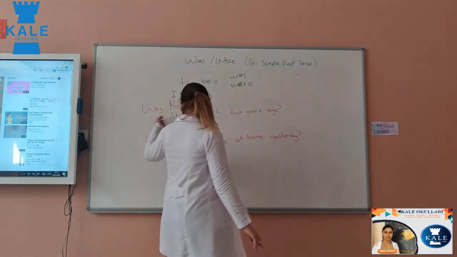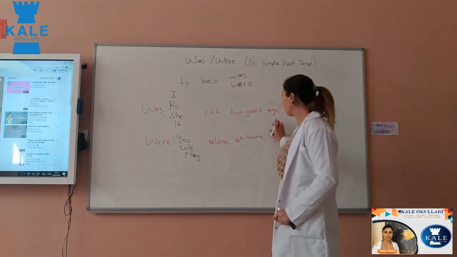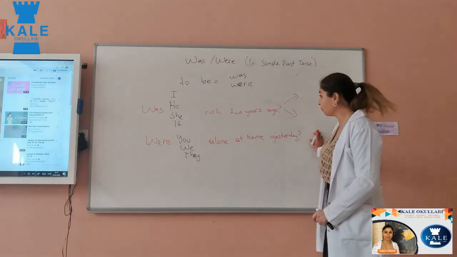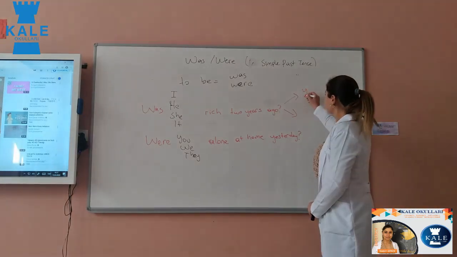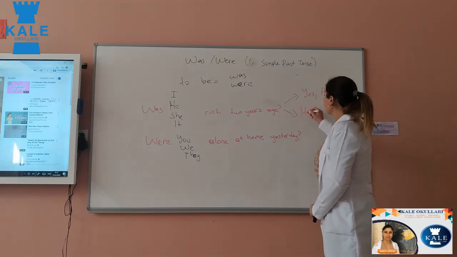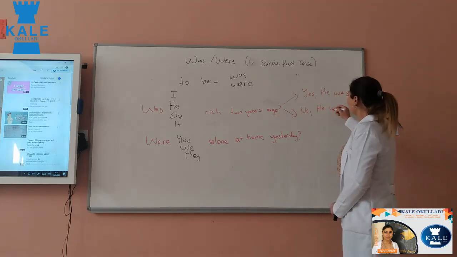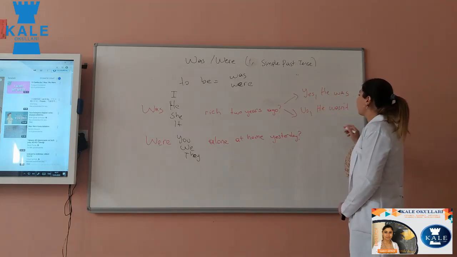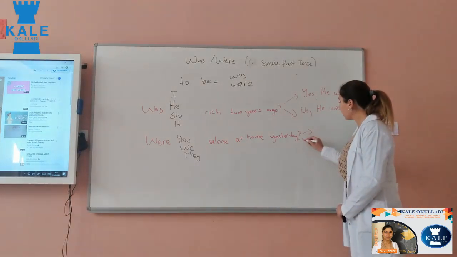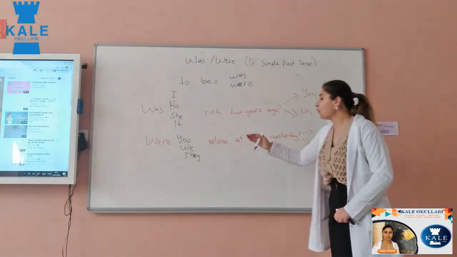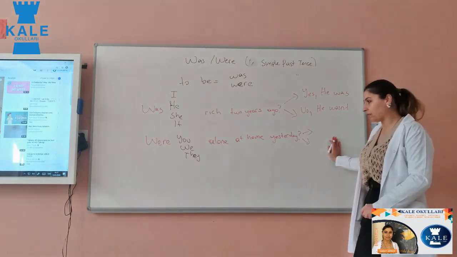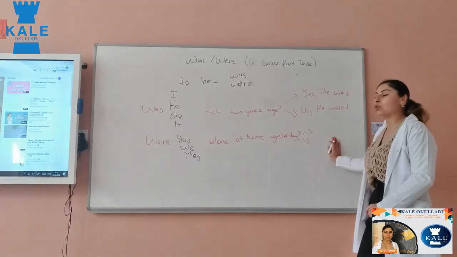Here, was he rich 2 years ago? Or wasn't he rich? Zengin miydi? In short answers, we can give a positive or a negative answer. Yes, he was, or no, he wasn't. Shortly, I am writing, you can also write he was not. Here, we have also two options. Were you alone at home yesterday? Sen dün evde yalnız mıydın? Or siz evde dün yalnız mıydınız?